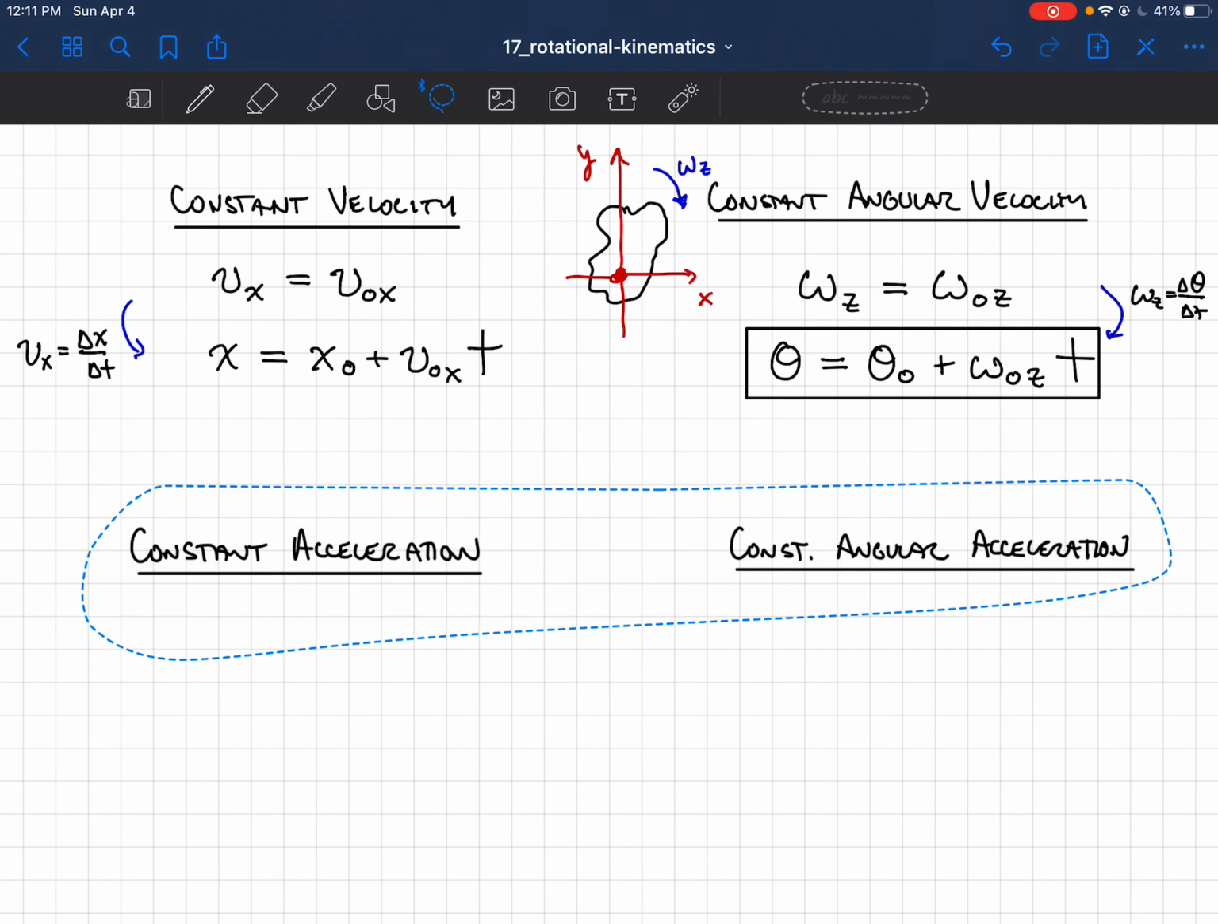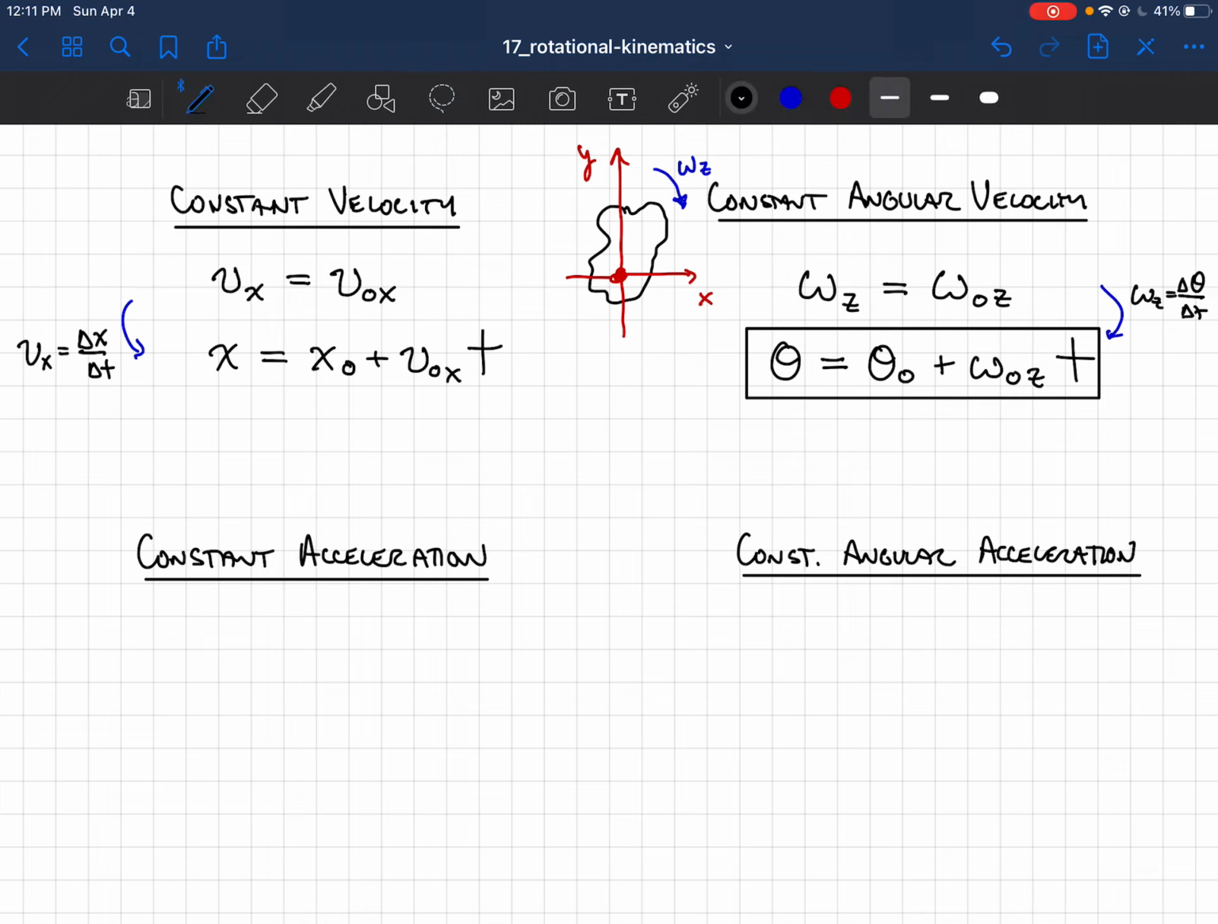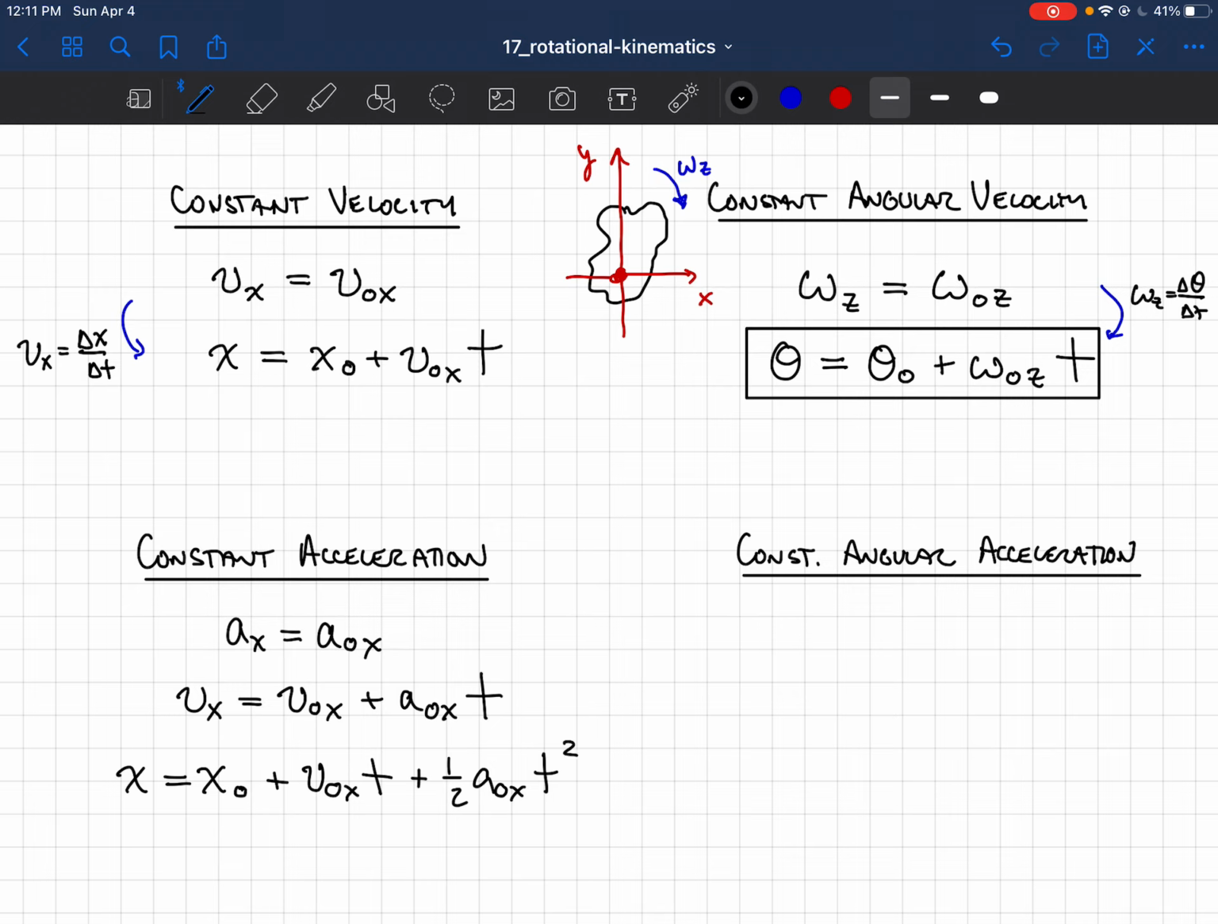And then we have constant acceleration, constant angular acceleration. If you remember for translational, that just means the acceleration at any moment in time is equal to the initial. And that meant that the velocity in that direction was increasing linearly with time. And that meant that the position looked like this. The position depended quadratically on time.